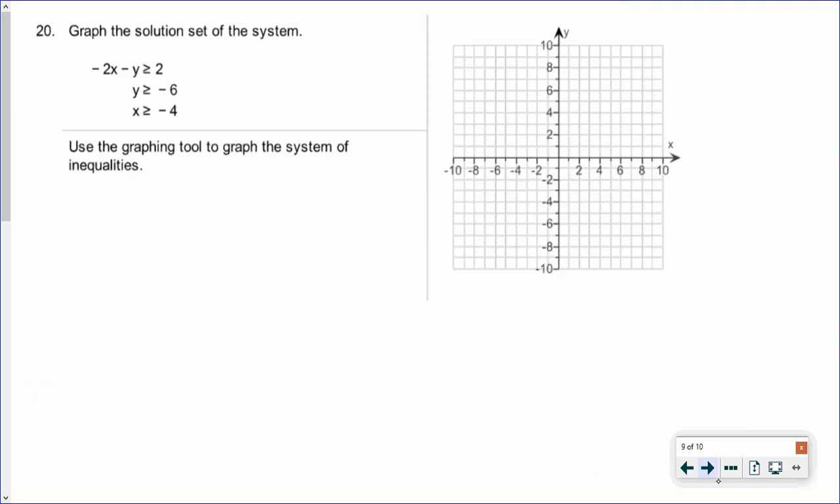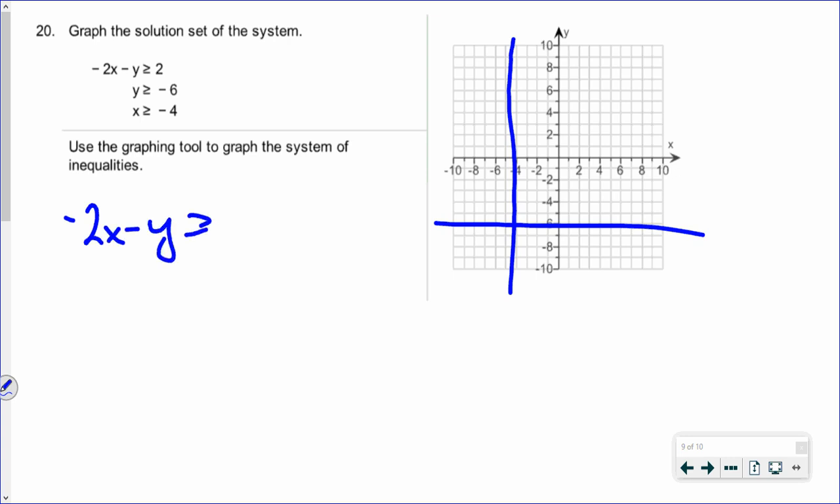And number 20, I'm going to do the vertical line, which is at -4. It's great. It's perfectly straight. And then y equals -6. That puts me there. And the shading for them, x is greater than or equal to -4 is to the right, and y is greater than or equal to -6 is above. So it's going to be up here in this quadrant. Yes? Yeah. Now I have to do the other one.